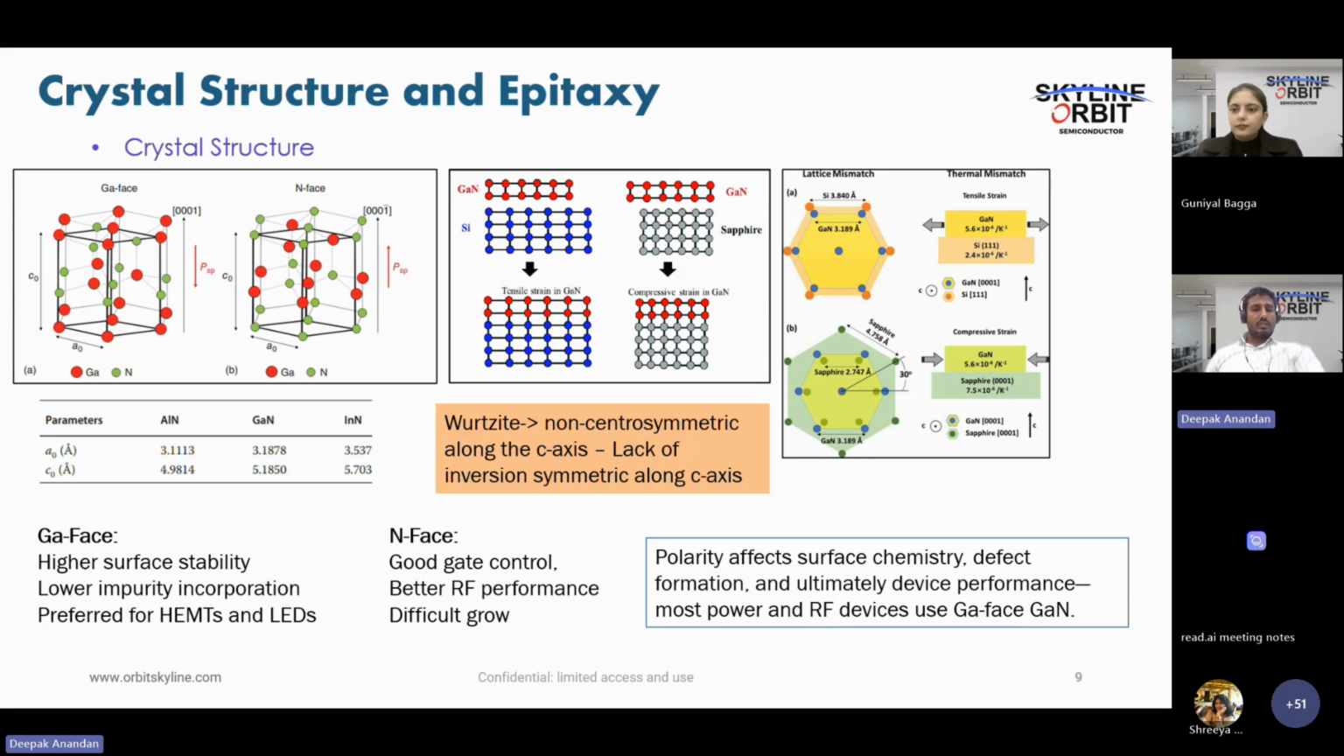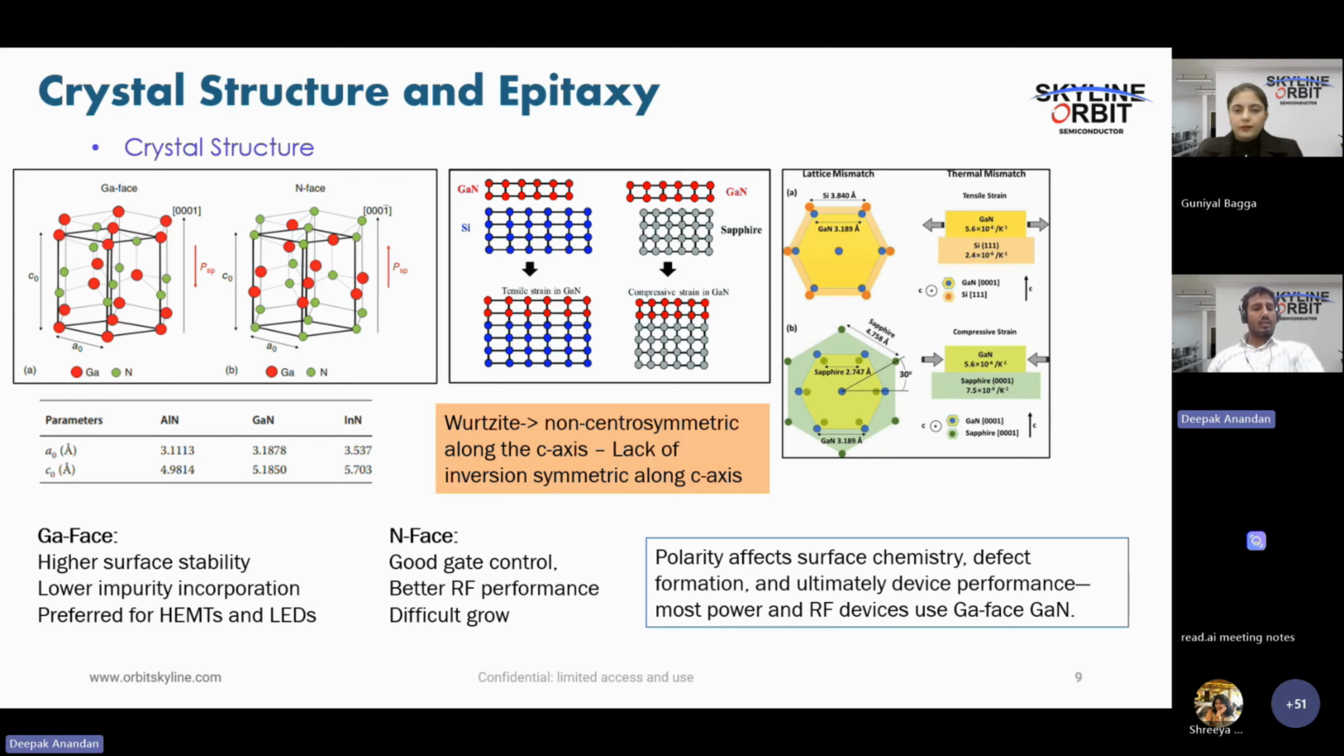So if you look into the silicon, let me take the pointer. Silicon has a larger lattice constant compared to gallium nitride. So when you try to grow gallium nitride on silicon, you have to stretch the gallium nitride to fit with the silicon, so that it forms tensile strain. When you take sapphire, the lattice constant of the sapphire is lower compared to gallium nitride. So you need to compress the gallium nitride in order to fit with the substrate. So this is how basically the epitaxial technique will start.